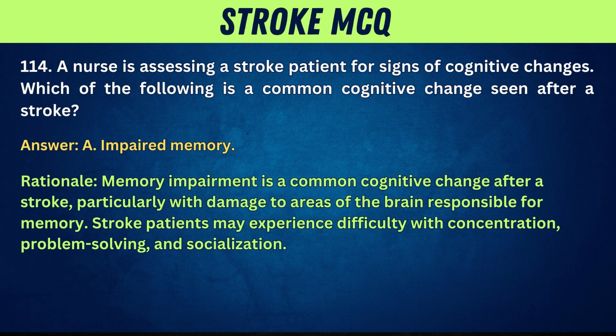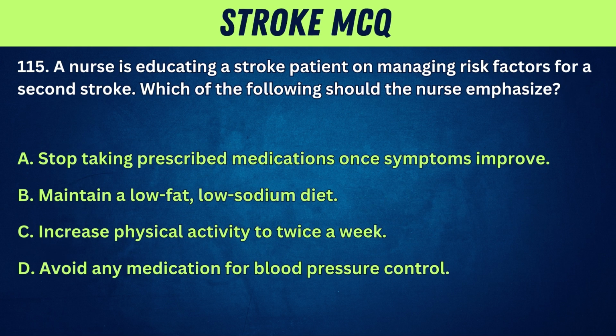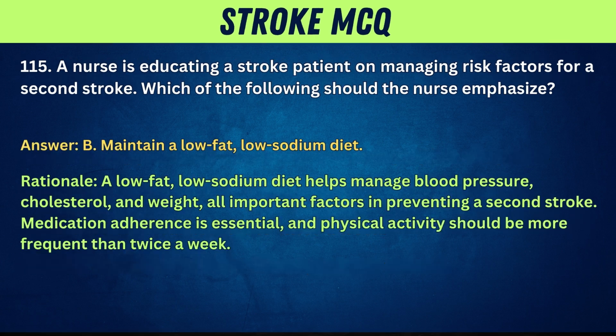Stroke patients may experience difficulty with concentration, problem-solving, and socialization. 115. A nurse is educating a stroke patient on managing risk factors for a second stroke. Which of the following should the nurse emphasize? A. Stop taking prescribed medications once symptoms improve. B. Maintain a low-fat, low-sodium diet. C. Increase physical activity to twice a week. D. Avoid any medication for blood pressure control.